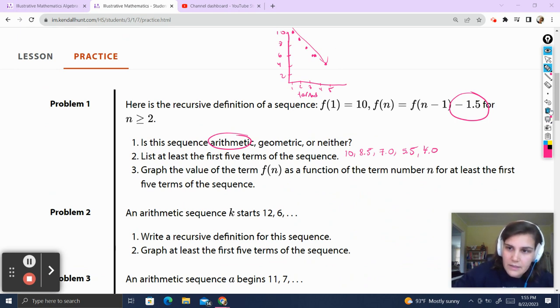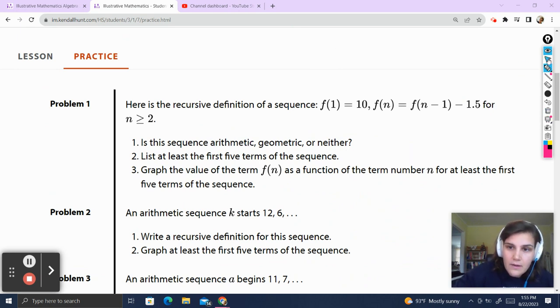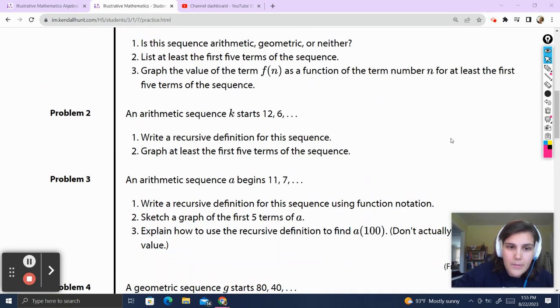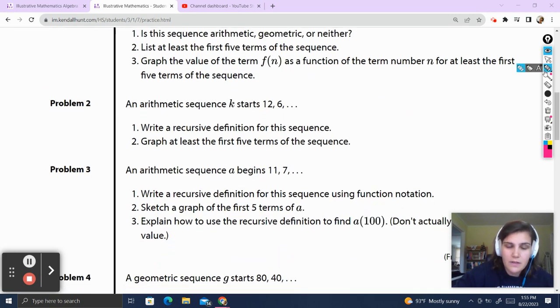Let's go on to question number 2. An arithmetic sequence starts 12, 6. Write a recursive definition for the sequence. Graph at least the first 5 terms for the sequence. Okay, well, we know our first term of the sequence is going to be a of 1 is equal to 12. We know it is an arithmetic sequence, so it's going to be minus 6 each time, because to get from 12 to 6 is minus 6.